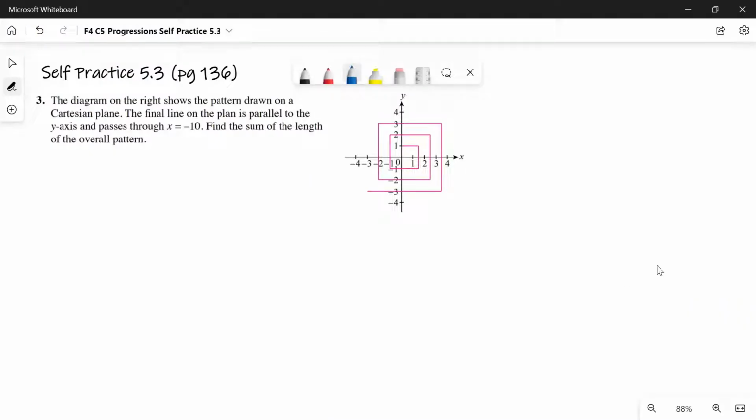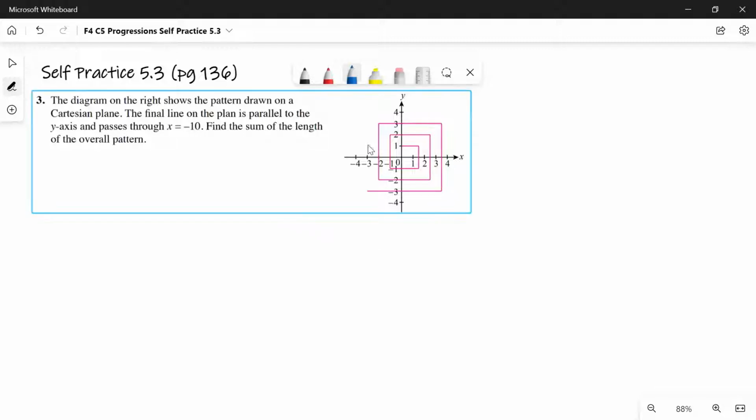Hi everyone, this is Form 4, Chapter 5, Progression, Self-Practice 5.3, question number 3. The diagram on the right shows the pattern drawn on a Cartesian plane. The final line on the plane is parallel to the y-axis, which is this, and passes through x equals -10. We have to find the sum of the length of the overall pattern, and identify whether this is an AP or GP.